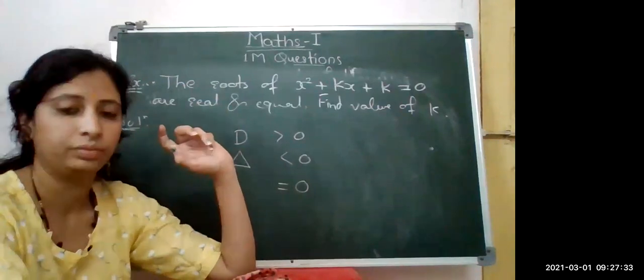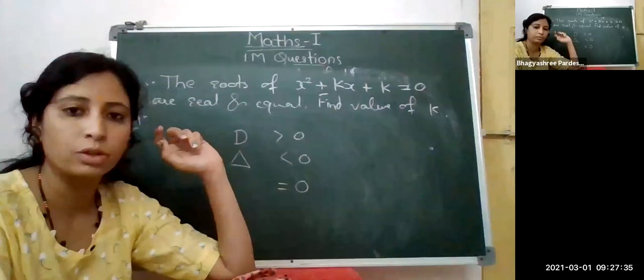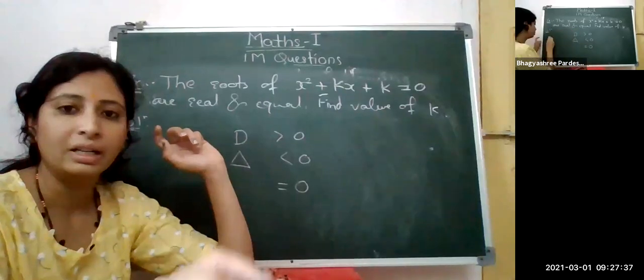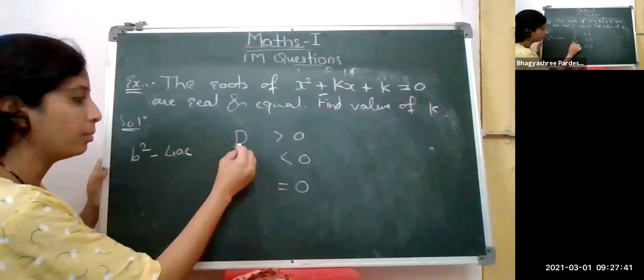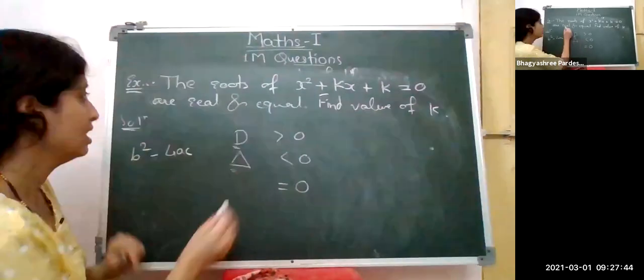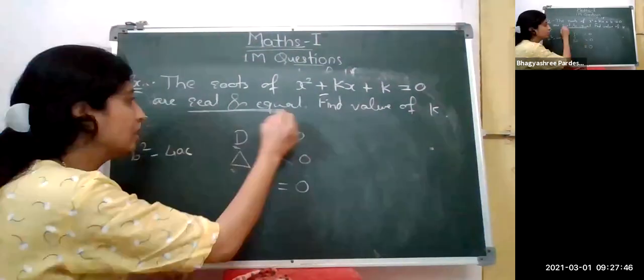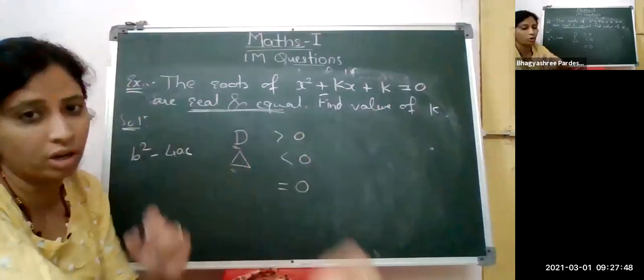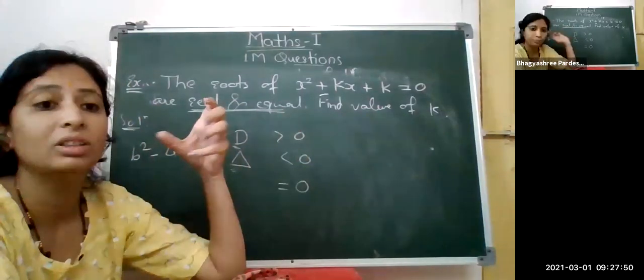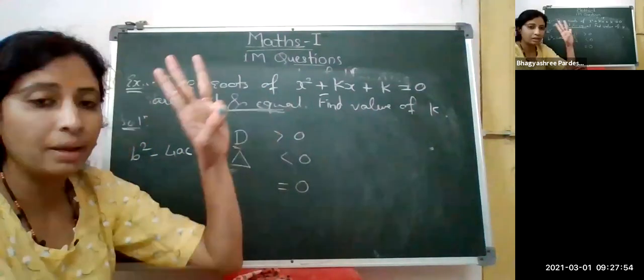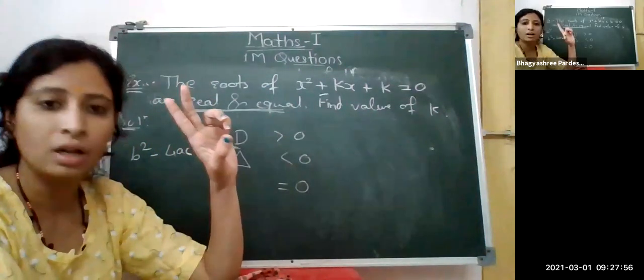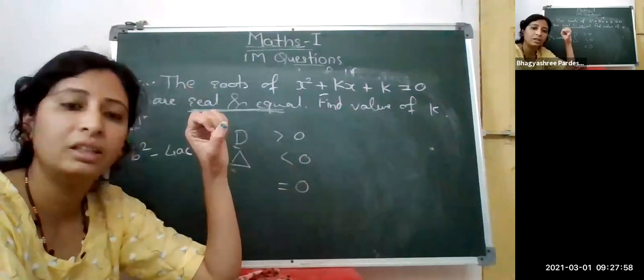Okay, no problem. Look here, student. Discriminant means B square minus 4AC, which is sometimes denoted by D or sometimes denoted by delta. Now what is given? Roots are real and equal. This is very, very important because that determines the nature of roots. Just remember, real and equal. 3 types of roots are there. Real and equal, real and unequal, and third one is not real.